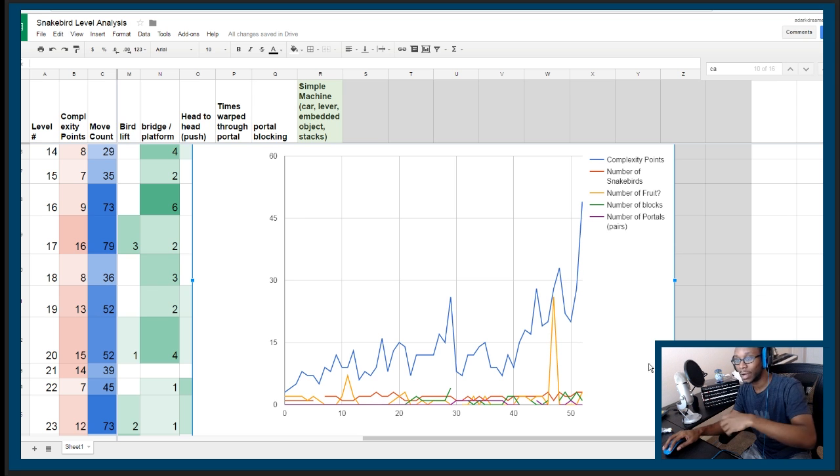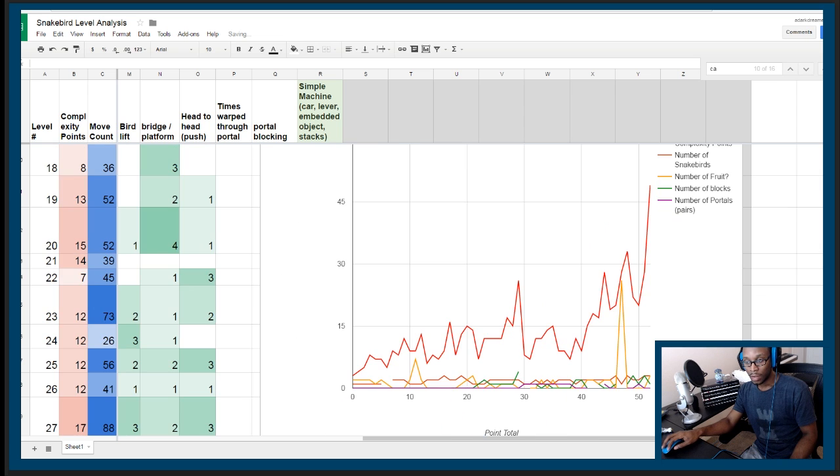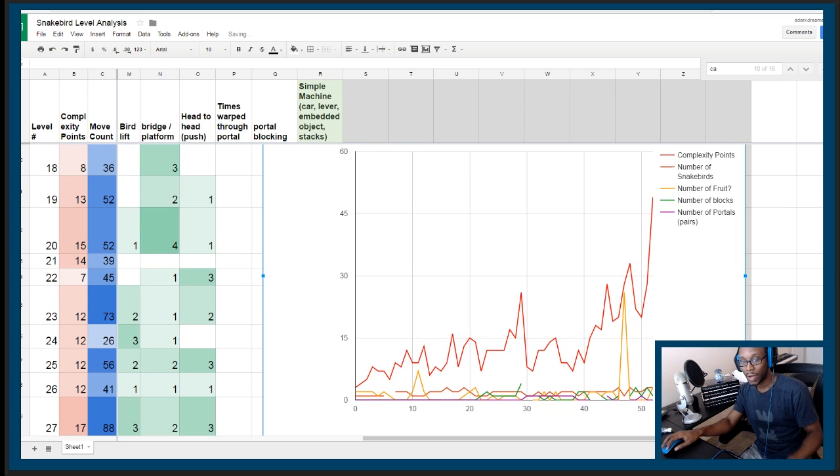If you look at the data right here, the complexity, this blue line right here is the complexity points. I'll make it red because why not? So this is the graph we're talking about. The red is the difficulty, and as you can see, as the game progresses, it gets more and more difficult and then drops for some of these introductions of new elements with the relatively easy tutorial levels. But you can see here the number of fruit, everything else is represented on the graph.